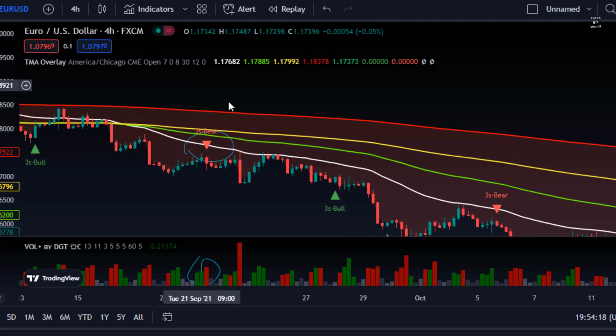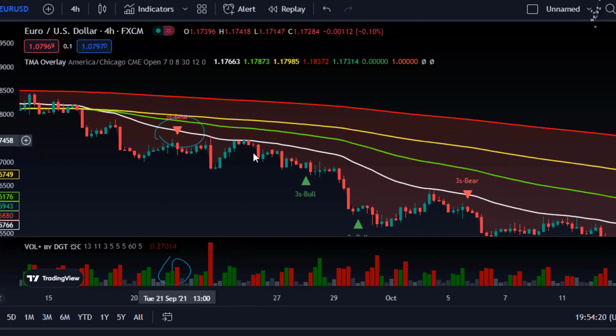If we see the next movement of the market, then we can see that the market then went into a downtrend. So here is the movement of the market according to our analysis. So you can follow this way if you want.